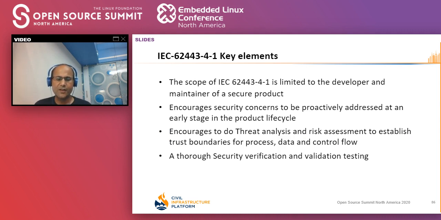Okay, so now we will see, as I mentioned, in open source there are a few challenges which we face. And before that, we will see what the key elements in 4-1 are. So the scope of 4-1 is limited to the developer as well as the maintainer of a secure product. It doesn't specify anything about the usage. It encourages security concerns to be proactively addressed at an early stage in the product life cycle, so that mitigation can be planned accordingly. It encourages exhaustive threat analysis based on the use case, considering all possible scenarios the product is going to support. Do the risk assessment to establish trust boundaries for process, data, and control flow. And thorough security verification and validation testing has to be performed.